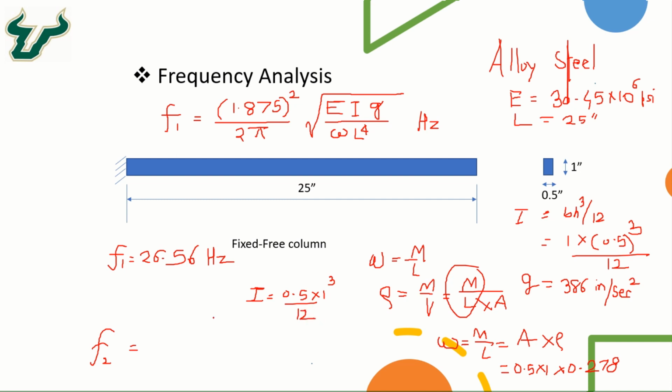And if we plug in this value in this equation, we will get the natural frequency as 53.12 Hertz. Okay, so these are the theoretical calculations that we have that can be calculated, and we're going to verify this by doing this in SOLIDWORKS. We need to see if we get the fundamental frequency value that is equal to 26.56 Hertz.